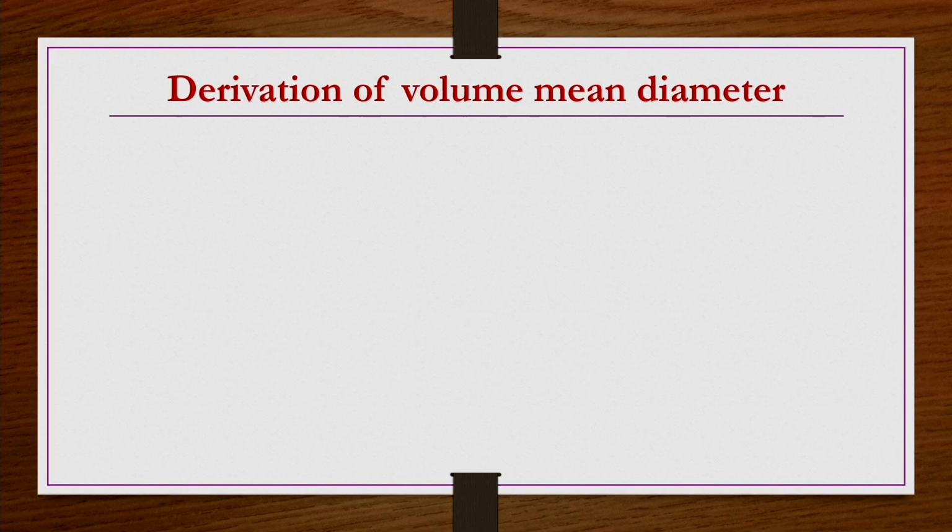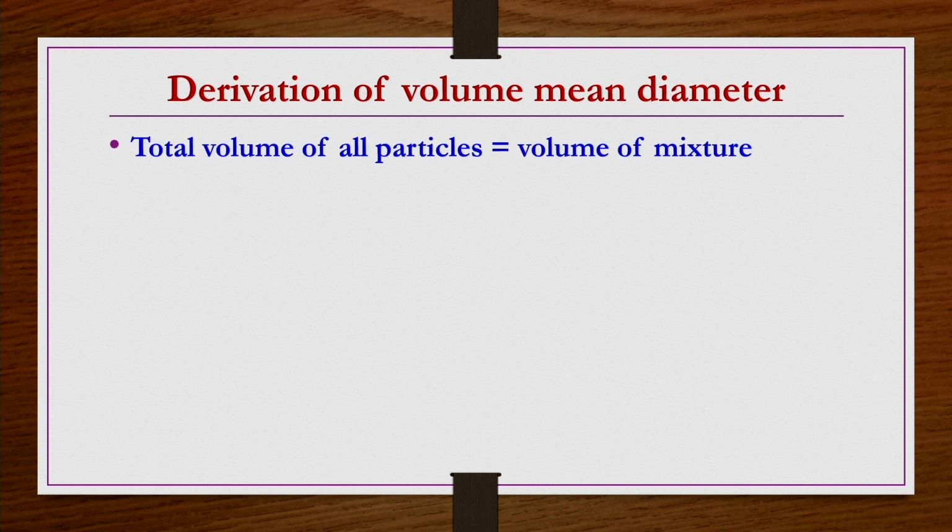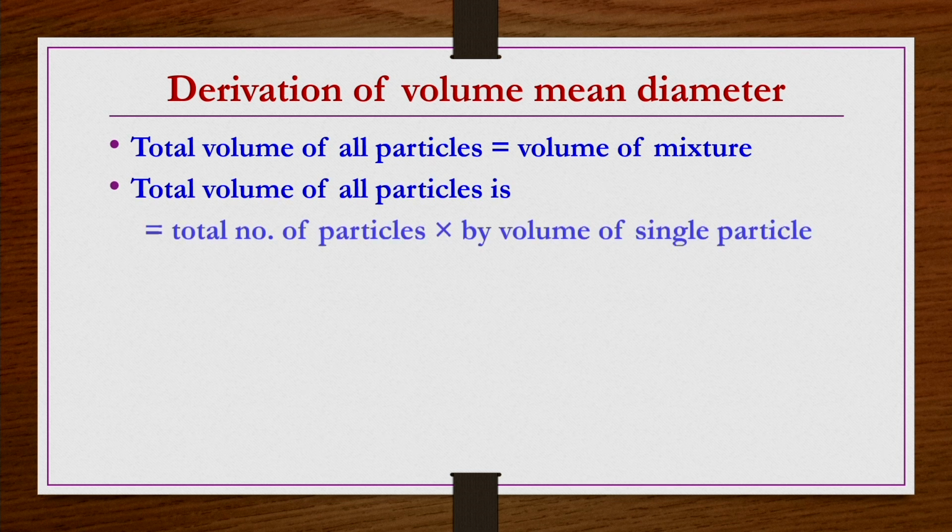Now for the derivation of the volume mean diameter: we have seen dS bar, dN bar, and dW bar in a simple way, but it is difficult to do the volume mean diameter the same way, so we can do it another way. The total volume of all particles should be the volume of the mixture, and the total volume of all particles should be the total number of particles multiplied by the volume of a single particle, with that volume calculated using this volume mean diameter dV bar.